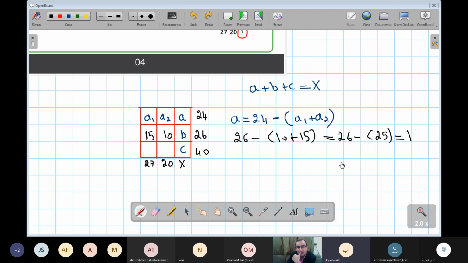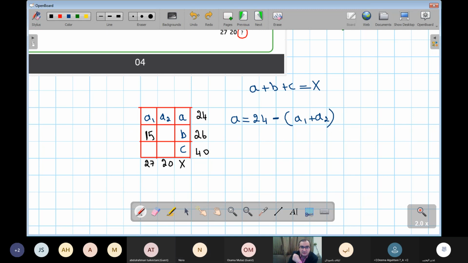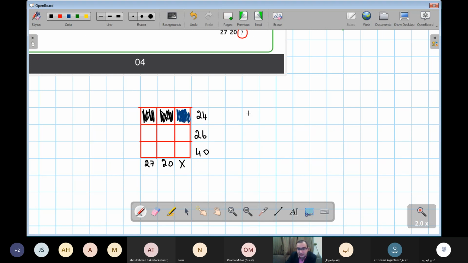It's not really clear. Yalla. Let's try with another example, with colors. If I want to calculate this part, I know that this part plus this part plus this part must be equal to 24. This number plus this number plus this number must be equal to 24. So if we want to calculate the blue one, it must be equal to 24 minus the value of the two other numbers.